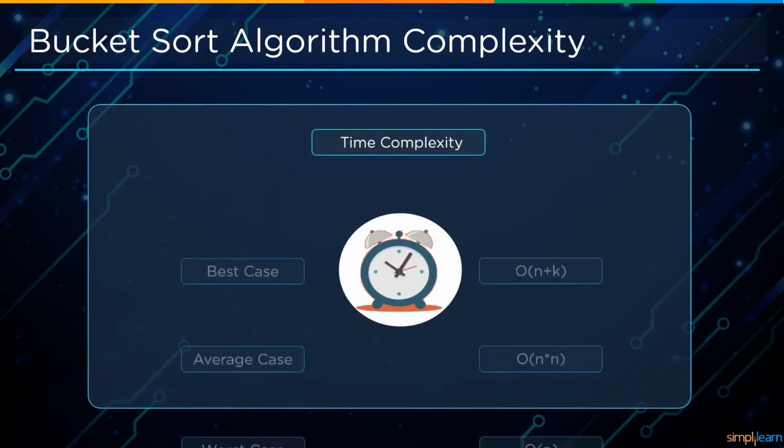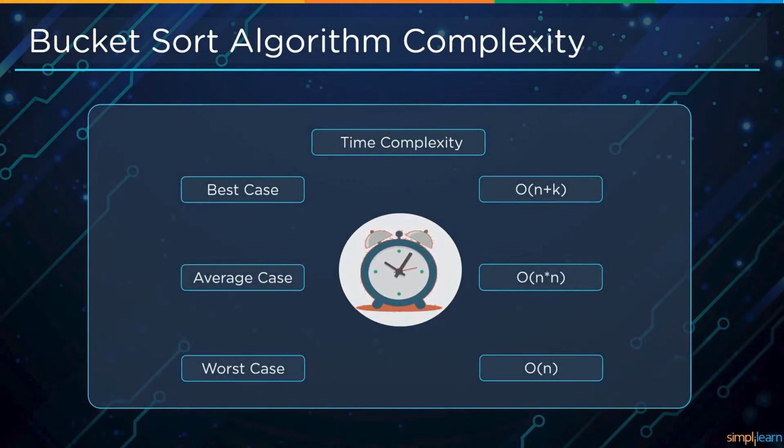So talking about the time complexity, we usually have 3 cases to summarize the time complexity. First we have the best case, that is O of n plus k. Next we have the average case, that is O of n into n. And finally we have the worst case, that is O of n. Here n is the total number of elements to be sorted and k is the number of buckets.